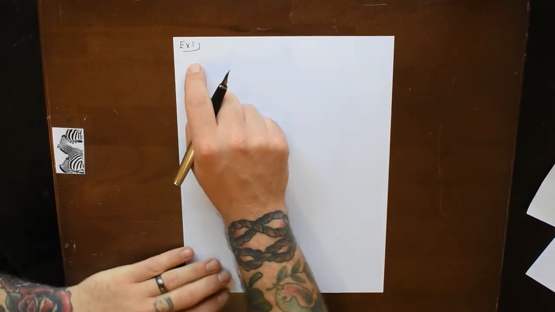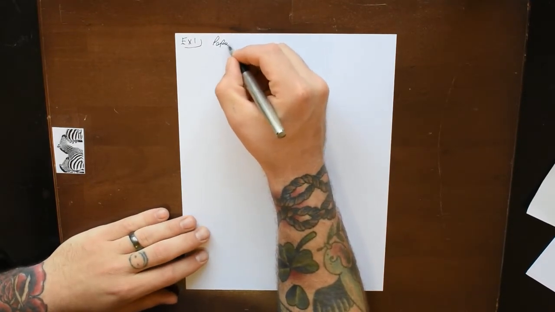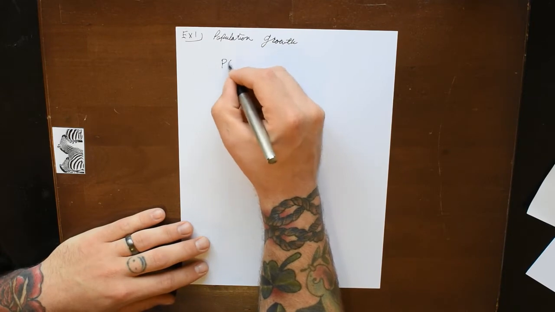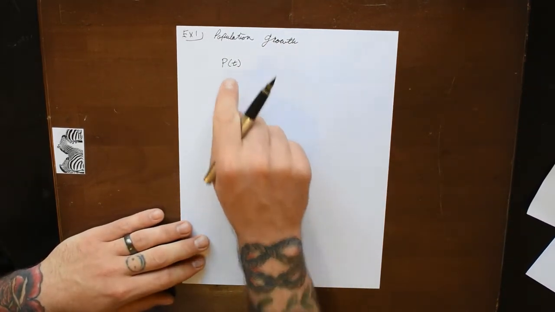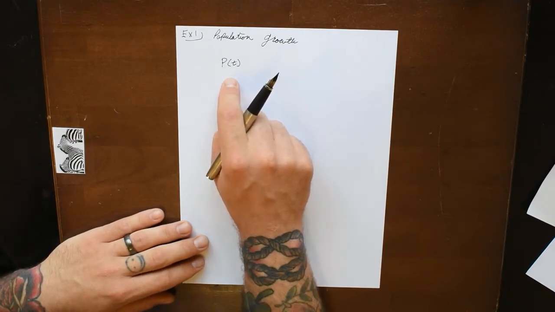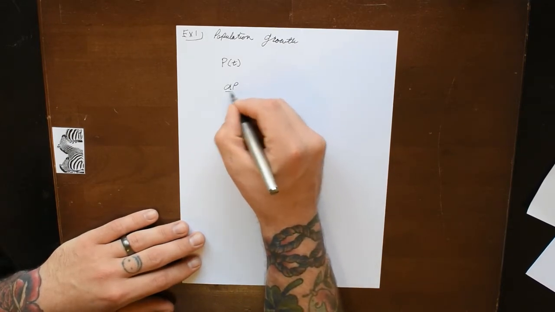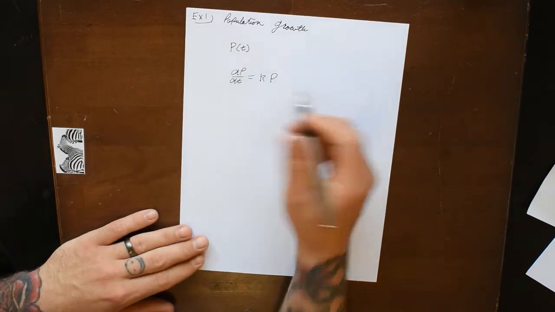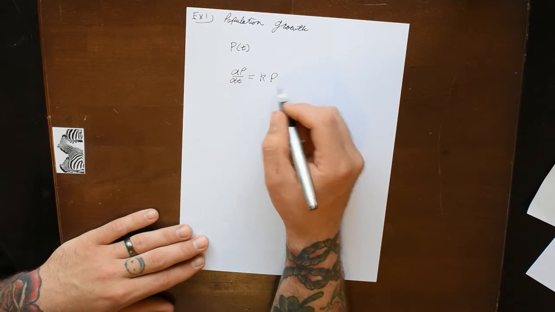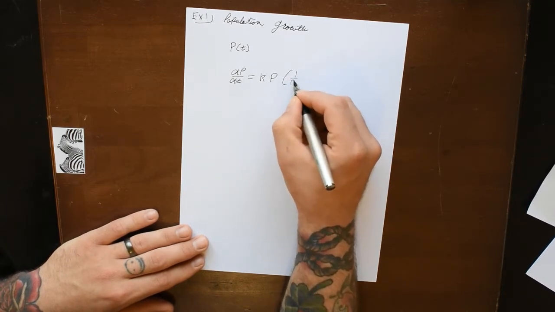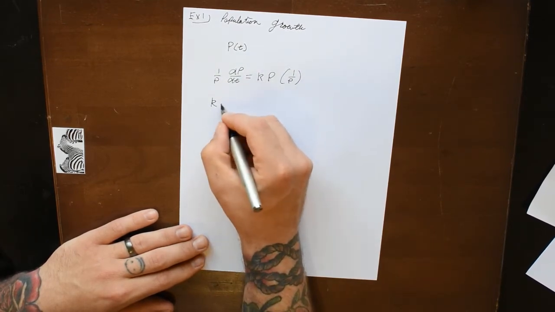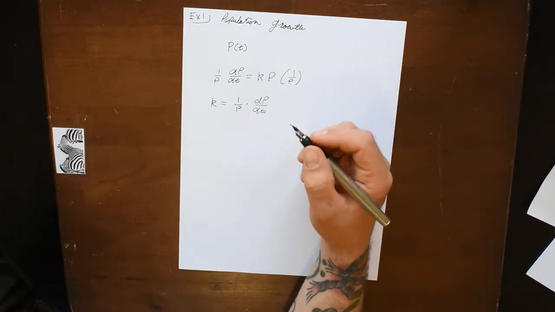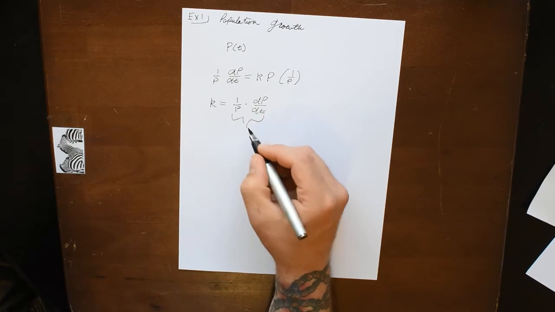So let's move on to our first example. Example 1 is talking about population growth. Like I said, population grows as a function of time. If we know that the rate the population is growing is proportional to the size of the population at some time, we know that the change in population with respect to time is equal to some constant times the population at some time. If we want to solve for k, we can divide both sides by P, or multiply both sides by 1 over P, and we get k is equal to 1 over P times dP/dt. We call this quantity the relative growth rate.